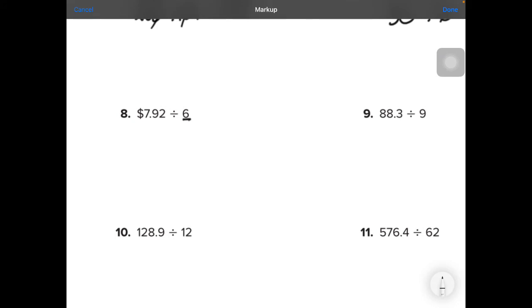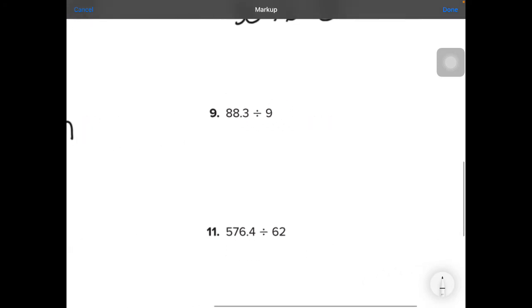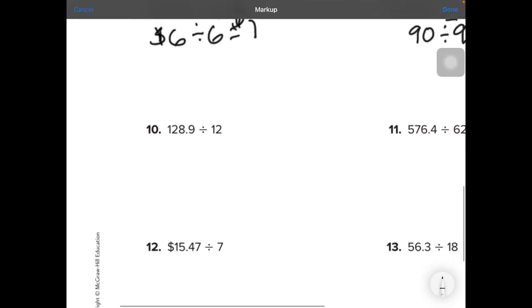Number 8, looking to see what is compatible with 6. They rounded it to $6 to equal $1. Don't forget those dollar signs. Number 9, looking at the divisor of 9. I bet this number would be a little more compatible because mentally I can say the answer is 10.